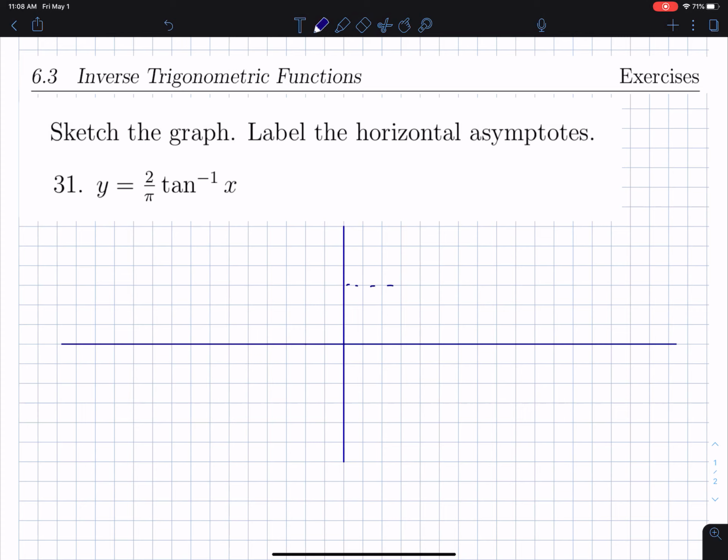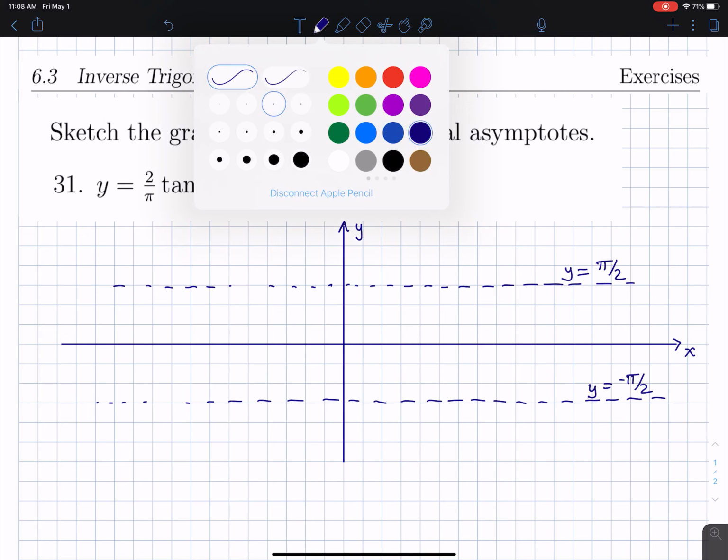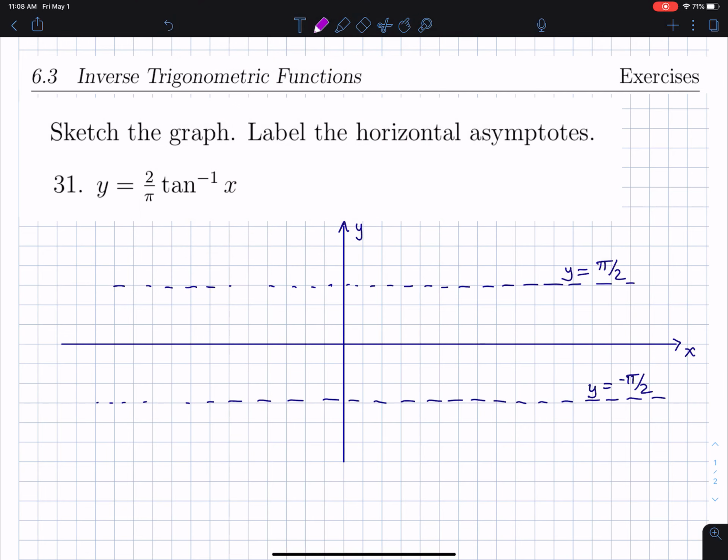So here I go. What I'm doing is I'm drawing the horizontal asymptotes. If you remember the graph of y equals tangent x, there are vertical asymptotes, and that cycle right in the middle, maybe called the fundamental cycle, has vertical asymptotes at x equals pi over 2 and x equals negative pi over 2. When we find the inverse, we swap x and y, and so now we get horizontal asymptotes. Where we had vertical asymptotes, we have horizontal asymptotes when we have tangent inverse.